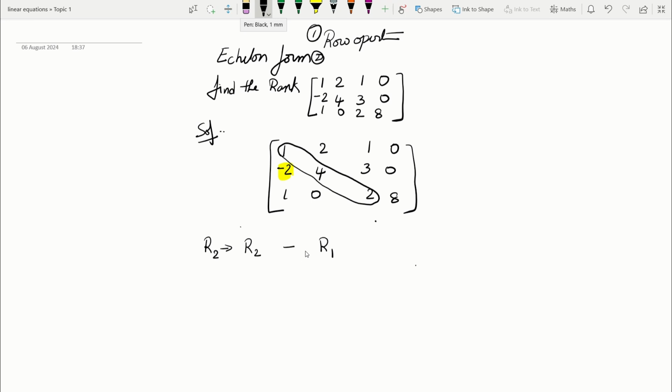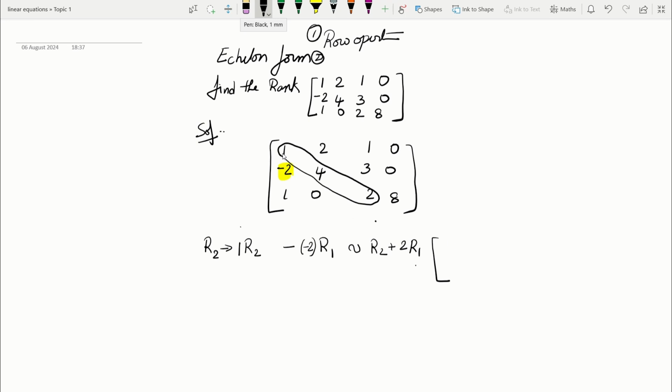This is R1, the first row; this is the second row; this is the third row. Then R2 implies, generally write this, R2 minus R1. Without thinking, write down. R2 element is -2, the first element. Write that as the coefficient for R1. R1 element is 1. Automatically this place will become 0.